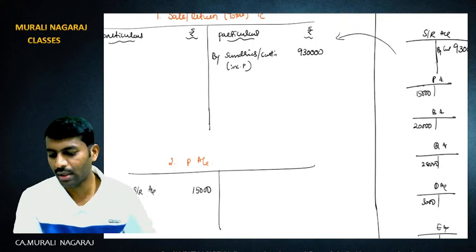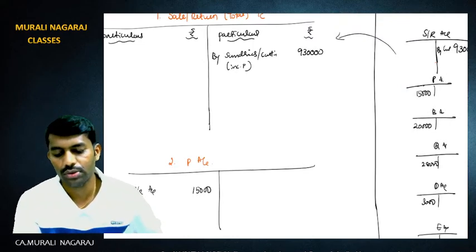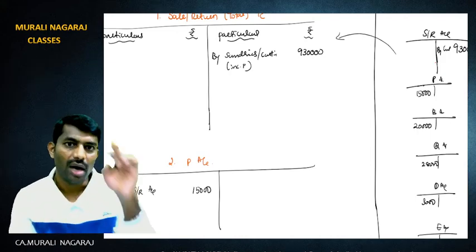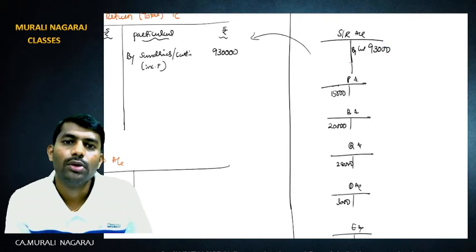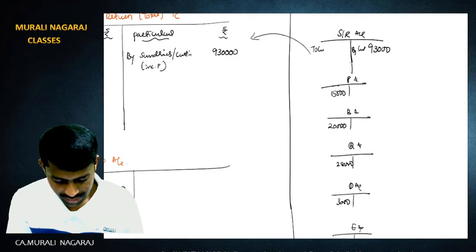Next, what happened? Within the stipulated time, P and Q returned the goods. So mark that P also is there. Now look out, P and Q returned the goods. When goods are returned, it's the opposite entry. The entry is sale or return account to customer's account debit. So here, P and Q.